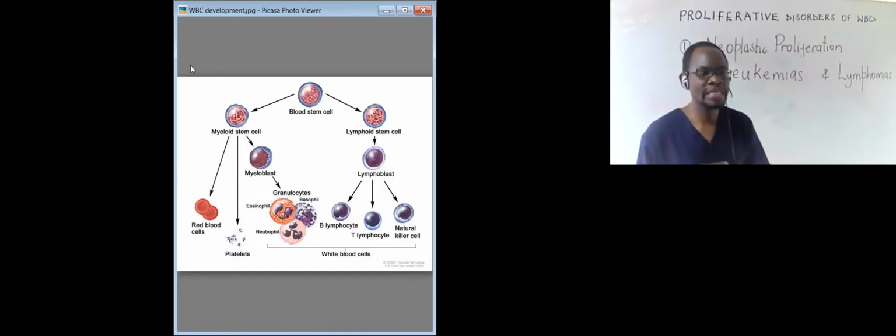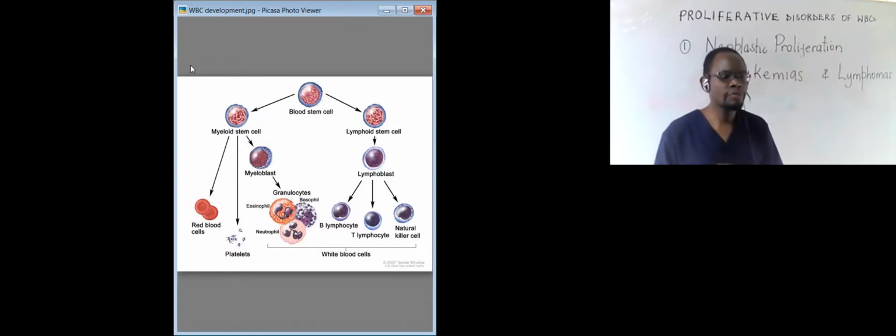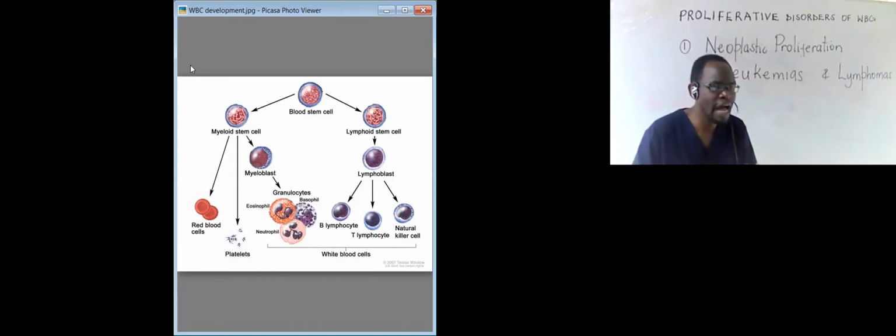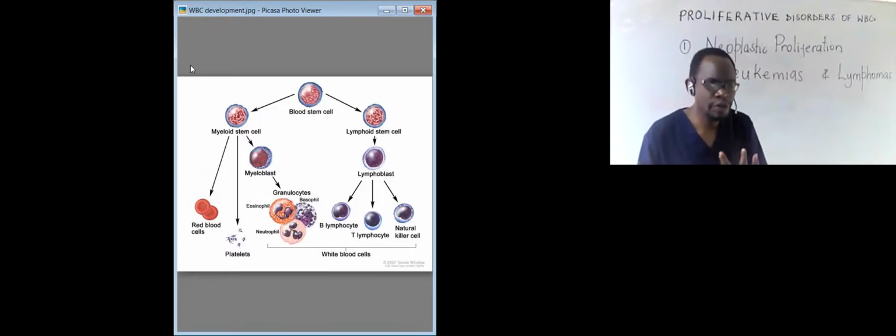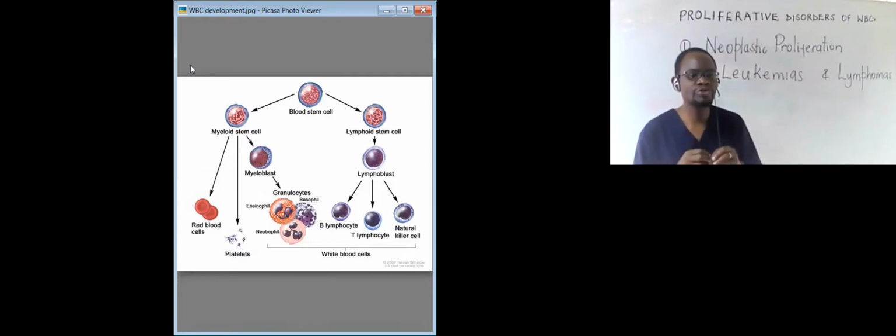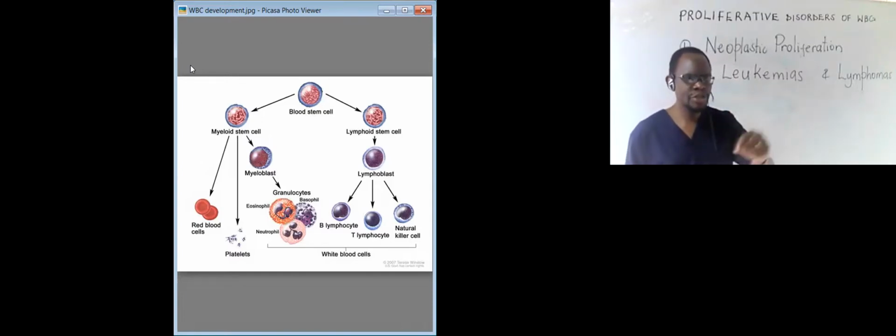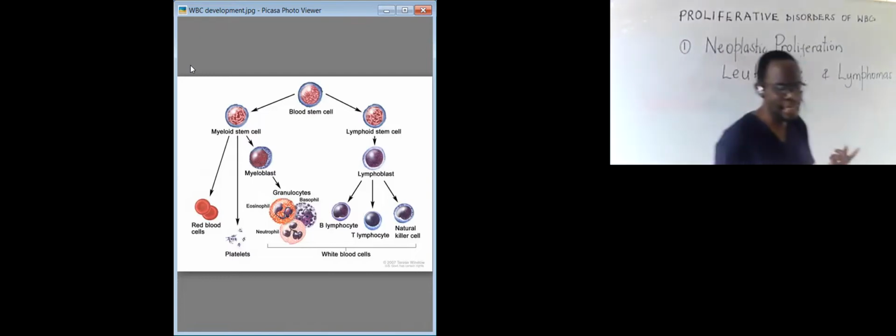It gives rise to the rest of the white blood cells, which we refer to as the granulocytes: the eosinophils, the neutrophils, and the basophils. Those are referred to as granulocytes. It is very important for you to understand that before we proceed any further. My assumption is that you have understood that, so we can proceed.